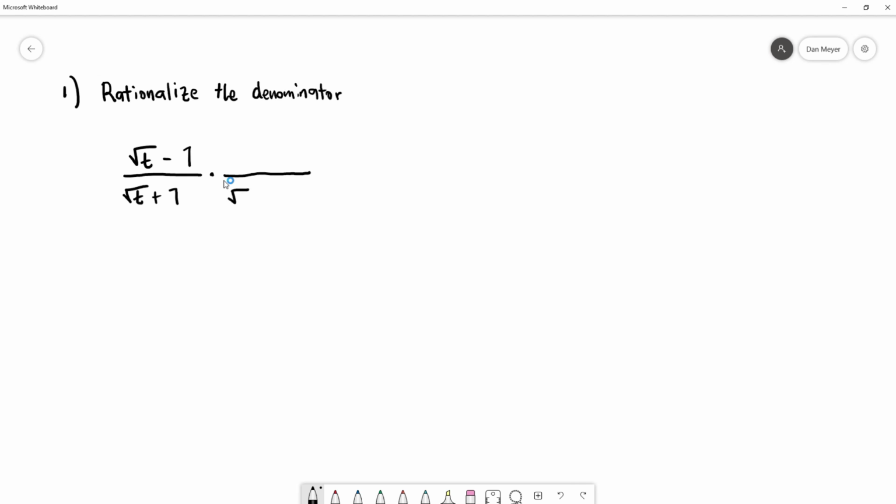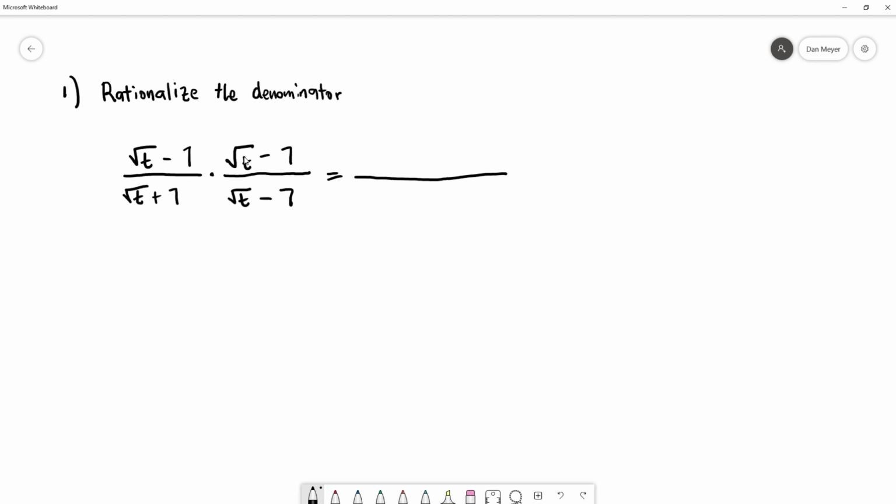If I multiply on top and bottom by the conjugate of the bottom, the original bottom is root t plus 7. Its conjugate is root t minus 7. Now if I want to get an equivalent expression, I have to multiply by the same thing on top. Now on the bottom, we're going to take this nice and slowly.